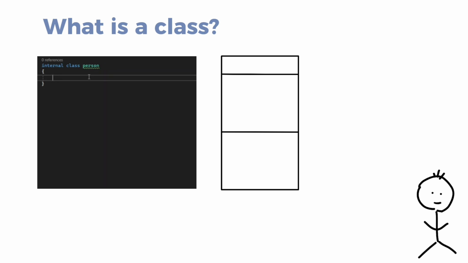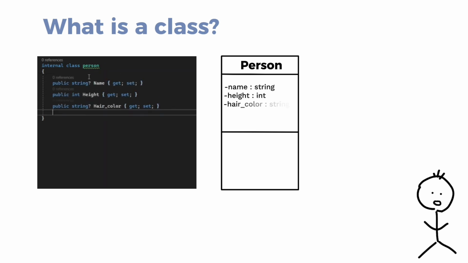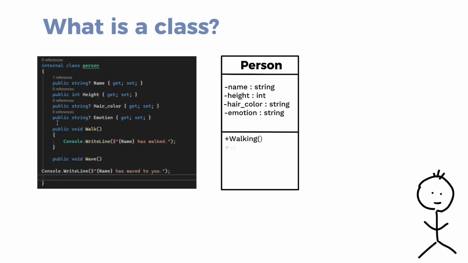Now we add the name, person. Then we declare attributes. Think of the typical characteristics of the person. We will add name, height, hair color, and emotion. Now we will add some methods. Think of the things you can do as a person. In our case, we will add walking and waving. As you can see, we added attributes and methods.